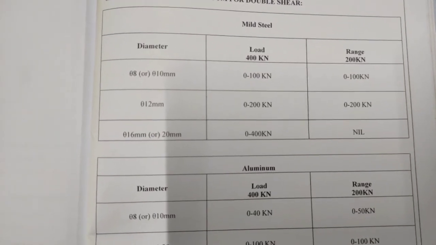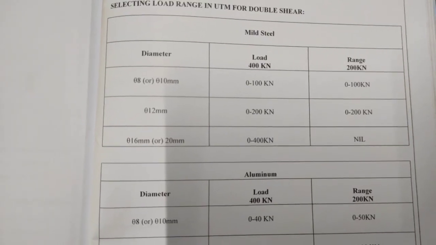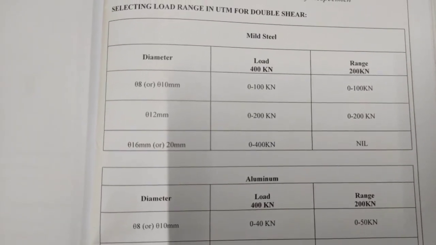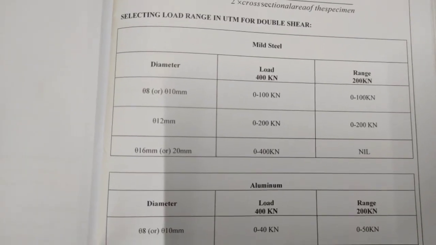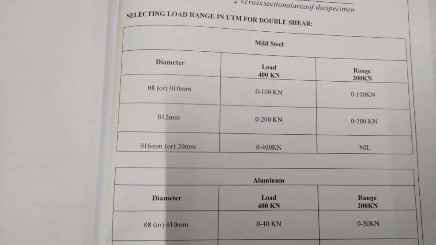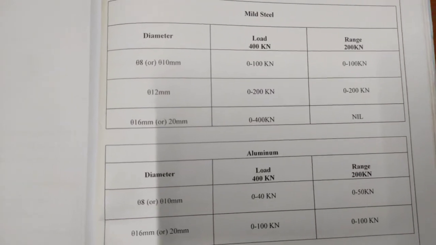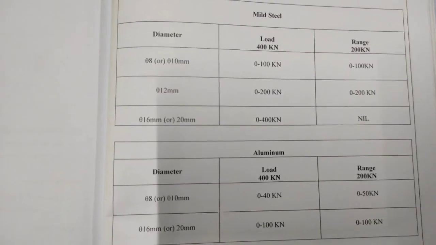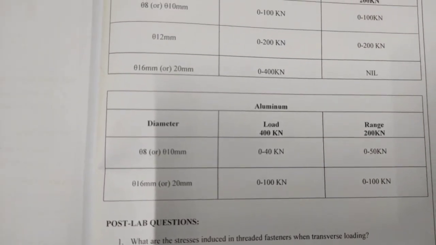For the 400 kilonewton machine, for example, for an 8 mm specimen we have a load range of 0 to 100 kilonewton, and for a 12 mm specimen we set the load range as 0 to 200 kilonewton, and so on. Different types of material can be tested: mild steel and aluminum, and the corresponding load ranges for aluminum are also given.